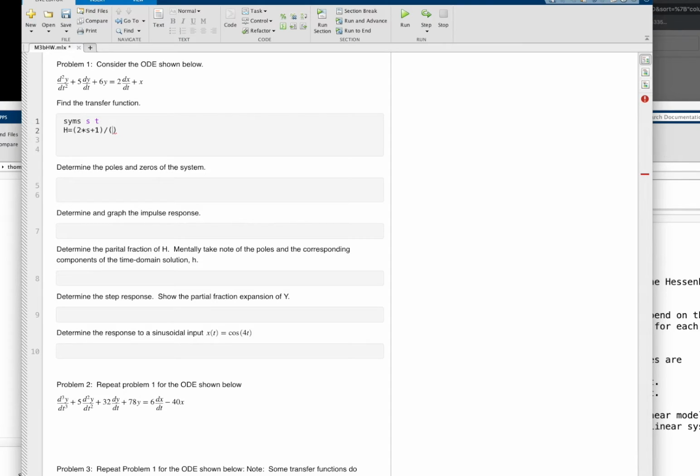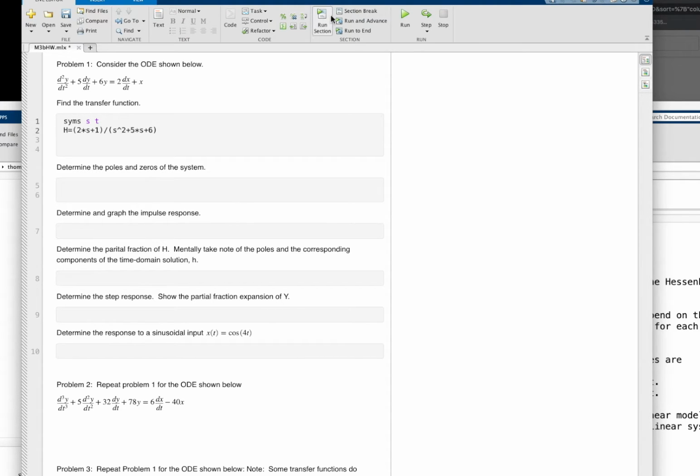Remember, that goes in the numerator. In the denominator, I have the second derivative of y, so that'd be s squared. And then plus 5 dy/dt, so I'd represent that with just 5 times s. And then finally 6y, and that would give me just the final 6.